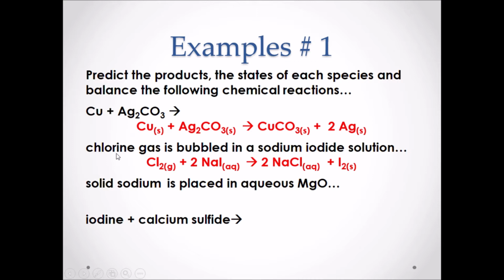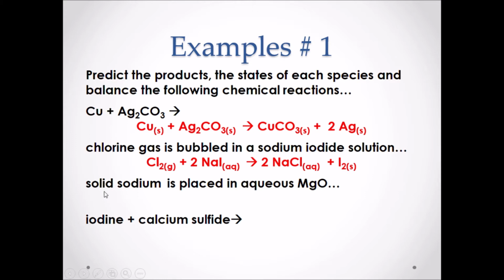The question says, chlorine gas is bubbled in a solution of sodium iodide. So we know that Cl2 is a gas and NaI is aqueous because it's a solution. This tells me that the entire reaction is occurring in water. Therefore, we have to consider if our products are soluble in water. And if we look at the solubility guidelines, NaCl is soluble in water, therefore its state is aqueous. And finally, iodine, I2 by itself, is a solid. We then just have to balance the chemical equation.